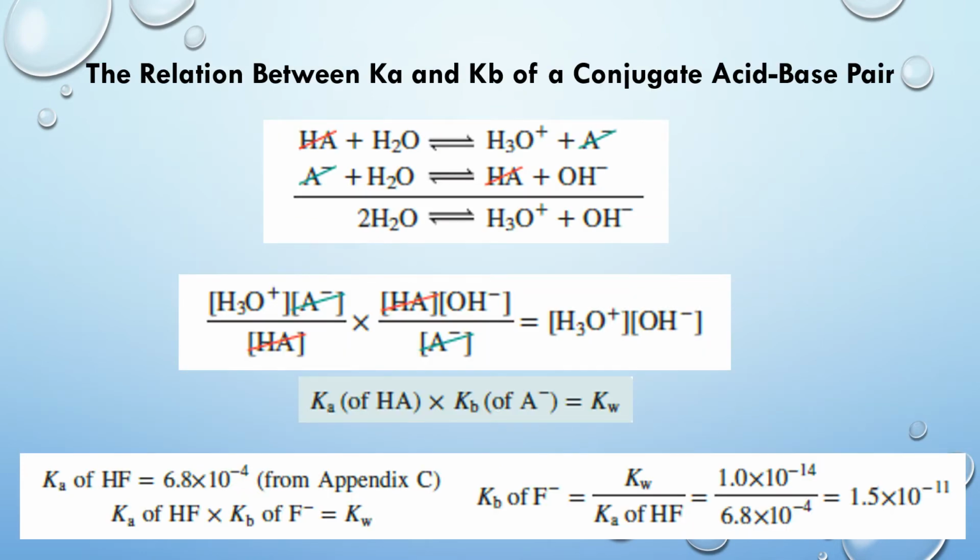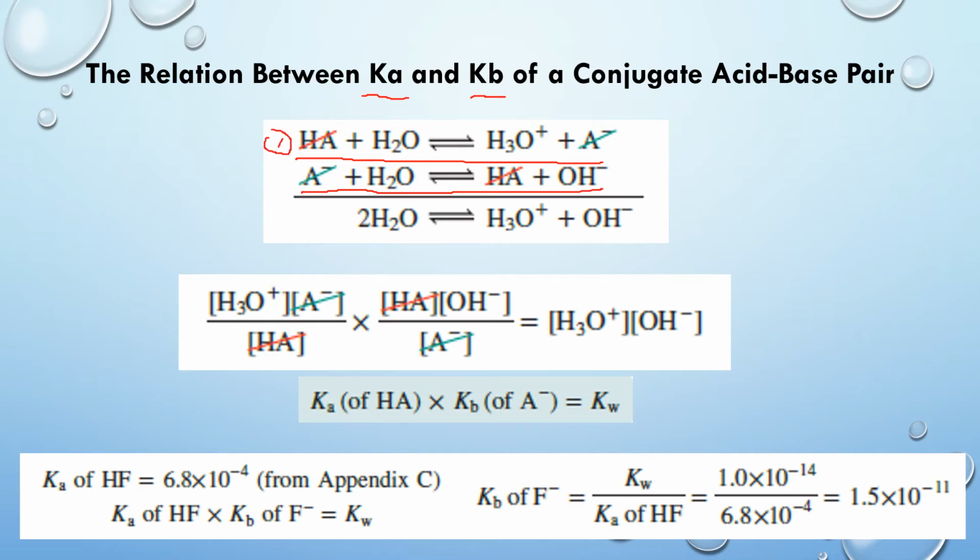For a conjugate acid and base pair, we can actually relate the Ka and the Kb value with the water dissociation constant Kw. Let's see how we can derive that relationship. First, you have a reaction in which the weak acid donates a proton, and you also have a weak base, which is the conjugate base of that weak acid. So you have this second reaction.